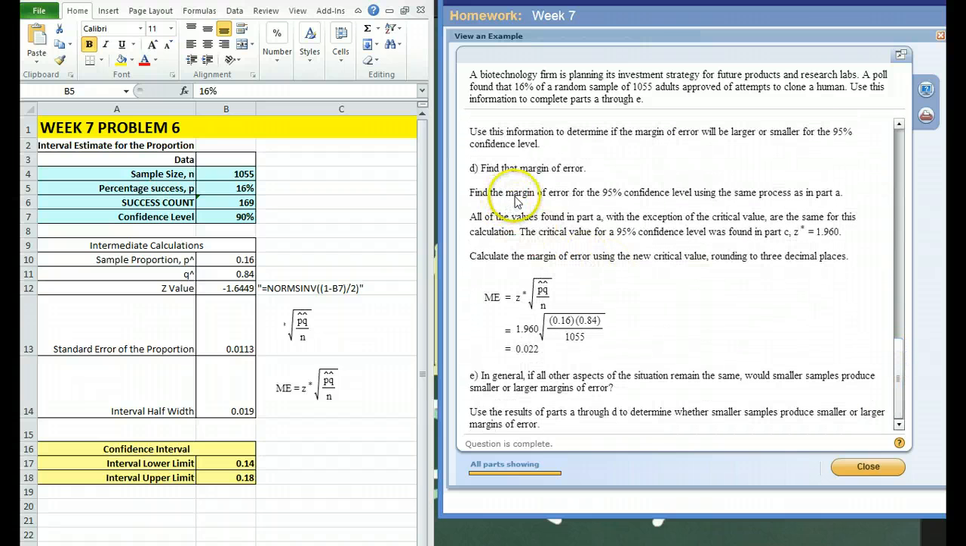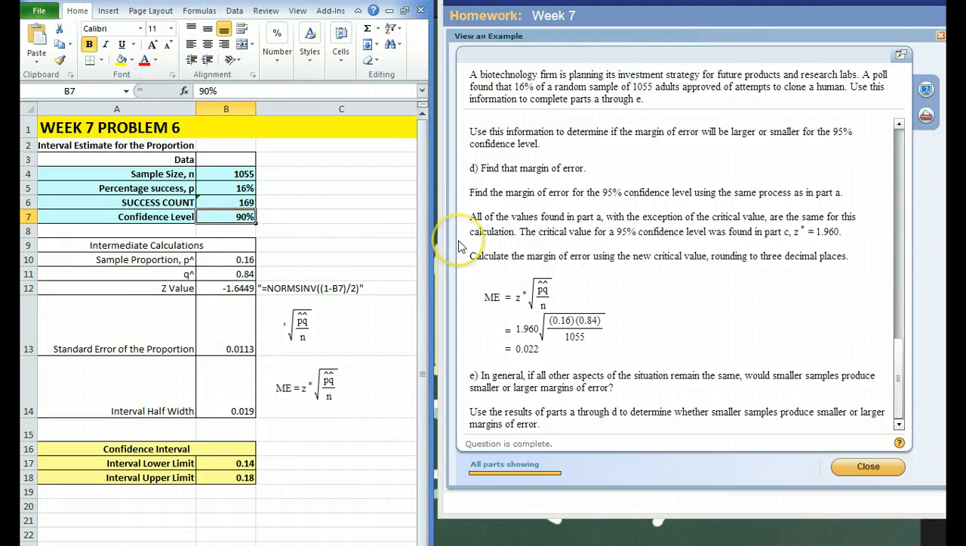So we want to find the margin of error for 95% using the same process we did in A. We can just change this here to 95%, and that's one of the beauties about using Excel. If you change one input and you were reading from that, it automatically updates. So it spits out the 0.022 in a heartbeat using the same formula here. All of what this is doing is calculating this for you using Excel.